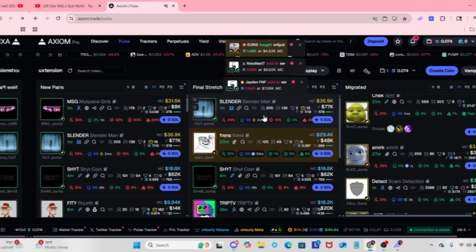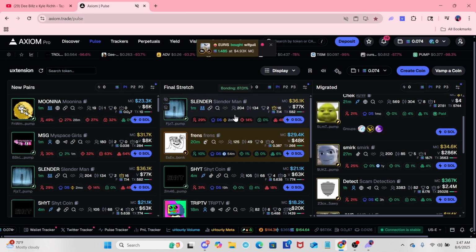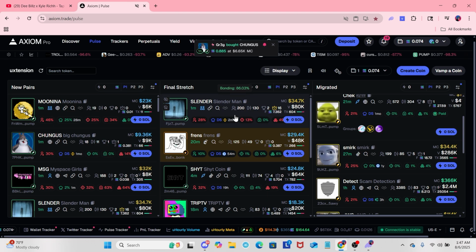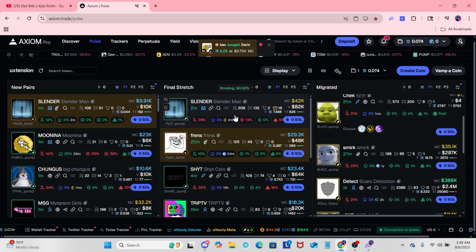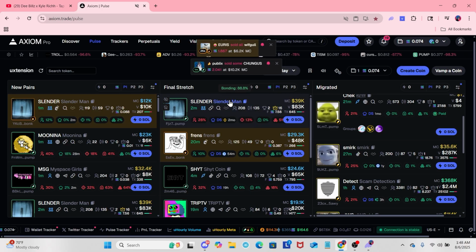Tools, things you should be looking at. I don't know about other platforms, but Axiom wise, you should be doing these types of steps on other platforms too, but Axiom just makes it so much easier with what you can see on here. Everything's right in front of your face, so you can look at it quickly in a couple seconds. You know what I'm saying? I'm going to show you all the little icons and everything. Pretty simple. And this is why I love Axiom so much.